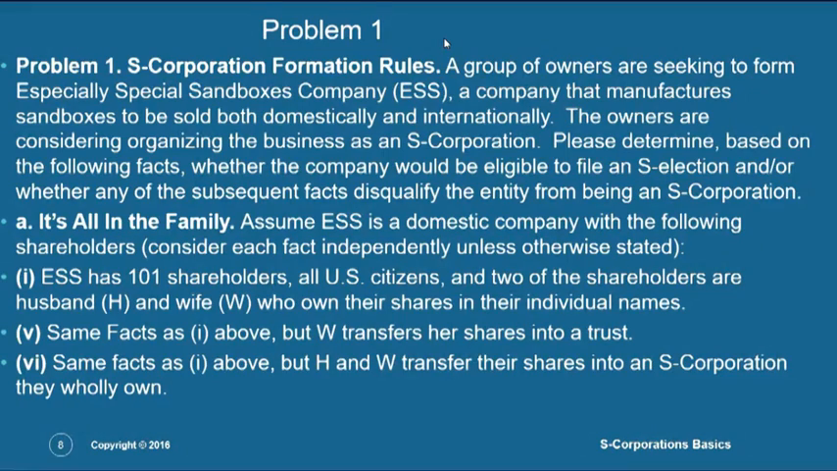Now, if it were the other way around, where husband and wife had a separate S corporation and they transferred it to this S corporation so that their new one was actually a subsidiary of this one, then that would be fine, because then there would be only one shareholder of that subsidiary, and it would be this entity, this special sandboxes company. And that would be okay, but not the other way around. It's going to violate the S election.